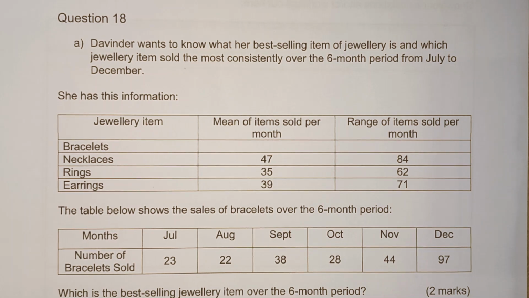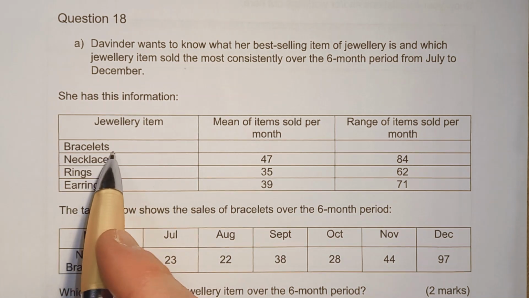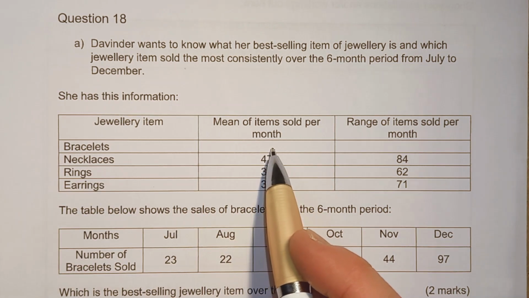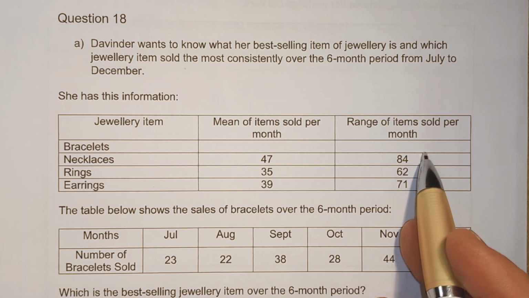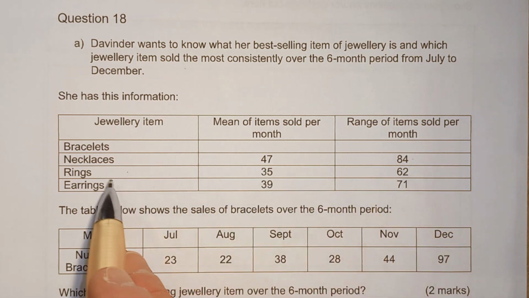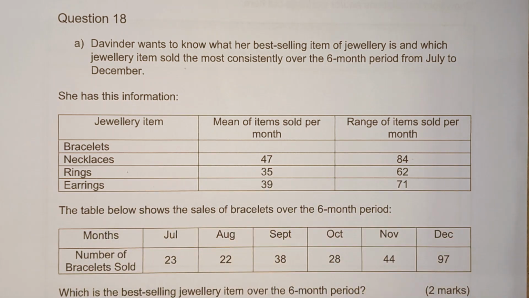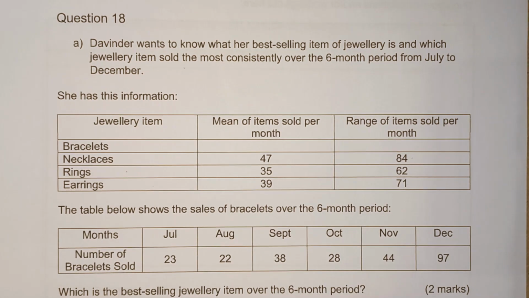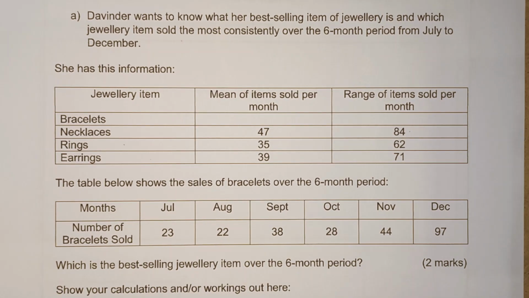She has this information. So we've got jewellery item bracelets. We haven't got how many were sold, the mean, or the range. But for necklaces we have, and rings, and earrings. The table below shows the sales of bracelets over the 6-month period. Okay, here we go. Which is the best-selling jewellery item over the 6-month period? Show your calculations and workings out here.